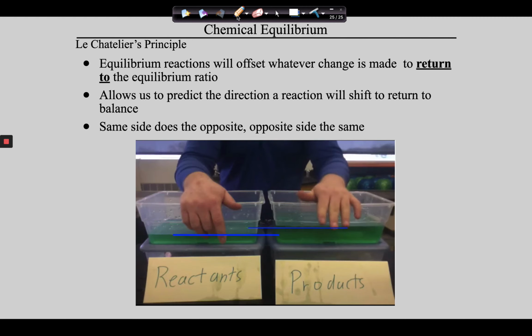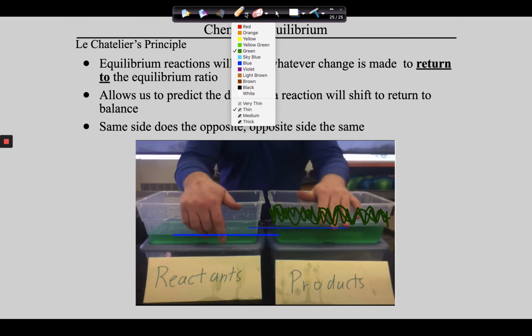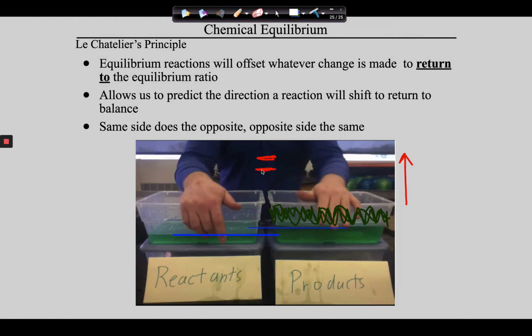So let's go back again to our first example. Imagine that we came along and dumped in a bunch of green water over here. So now we've got a bunch of extra green water over here. This is the change we made. We added more green water. Now, here's the deal. Imagine that this is our equal sign. Here's what's going to happen. When we start scooping water again, some of this water on the right is going to get moved to the left. So we increase the amount of water on the right.